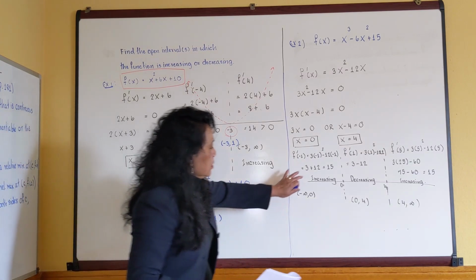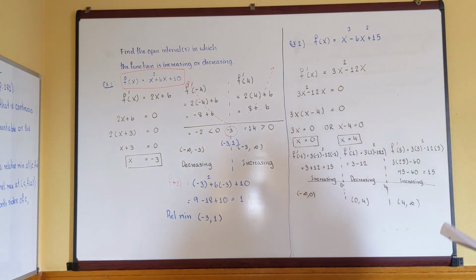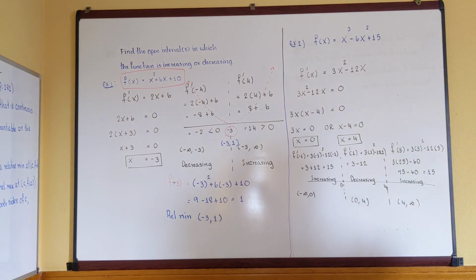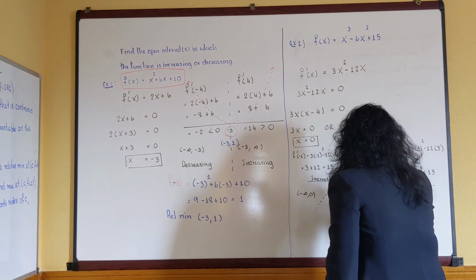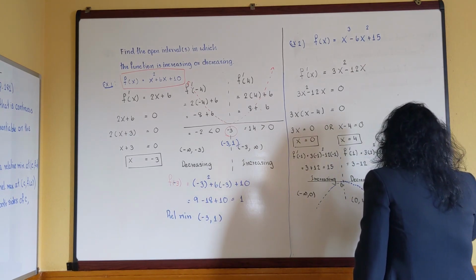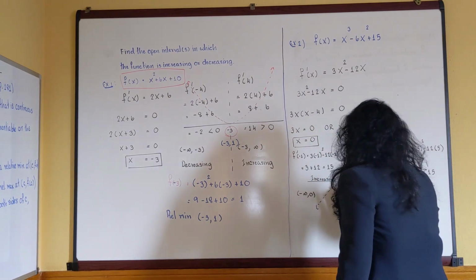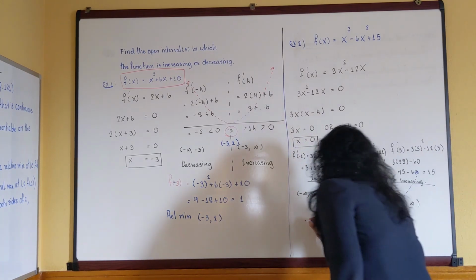We have 3 intervals, right? Of course, this is degree 3. Okay, the first one is increasing and then decreasing and then increasing. So let's look at this. It's increasing and then decreasing and then increasing. That's how the graph should look. Alright, so this is your maximum, relative max.